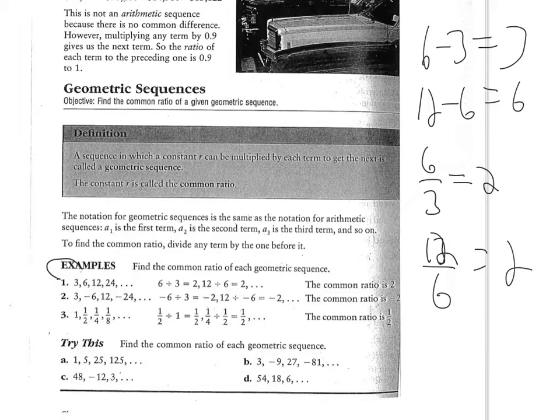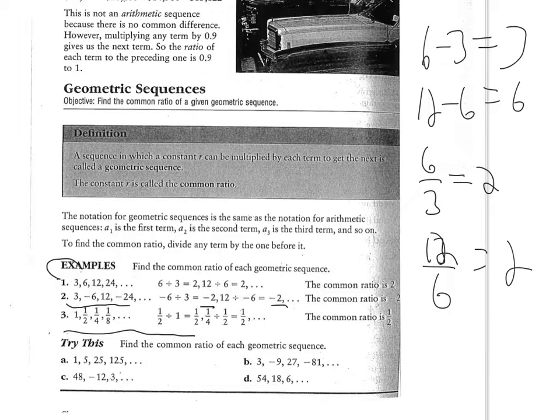Maybe I should talk to you about this fraction one, and then of course you notice how this one alternates between positive and negative, and when you divide them you get -2. So that can happen also with geometric sequences. The common ratio could be negative.